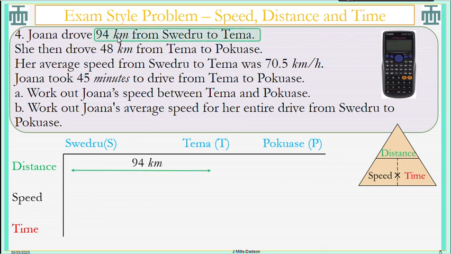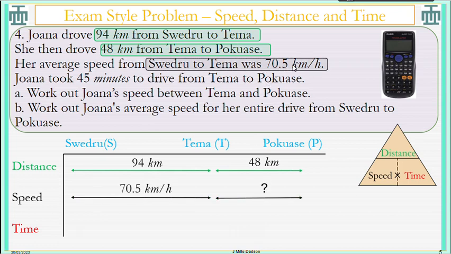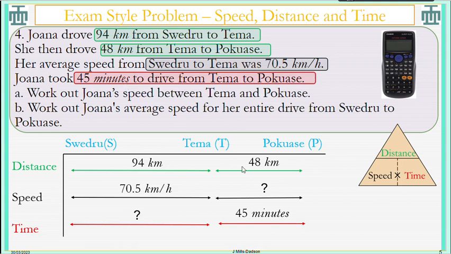That is distance, Swidro and Tema. So I put it there. That is also distance, Tema and Pokuase. That is speed between Swidro and Tema, but I don't know that for Tema and Pokuase, so I leave it as question mark. That is time between Tema and Pokuase. I don't know the time between Swidro and Tema. So this is how you do your table information.